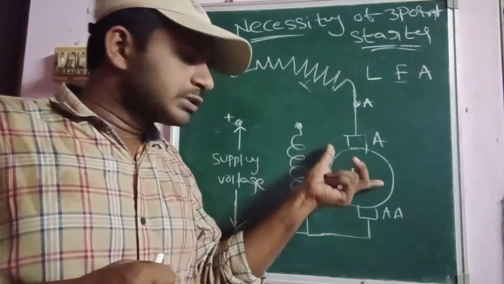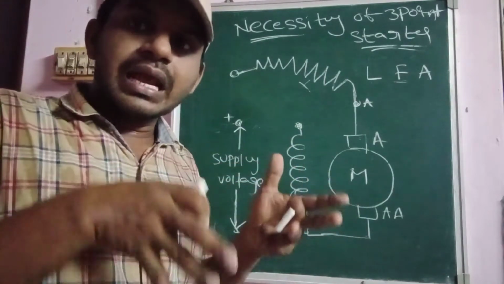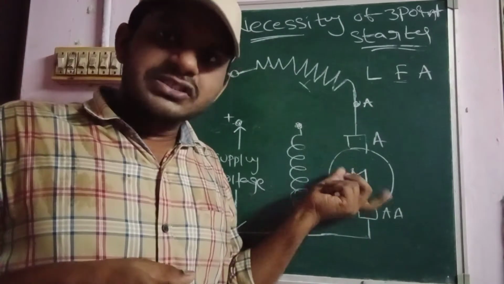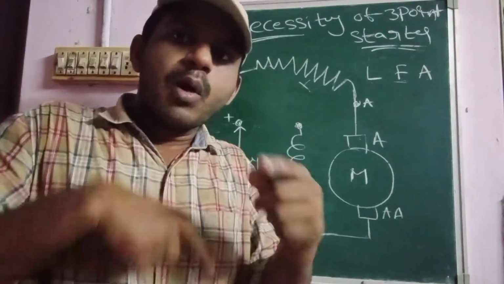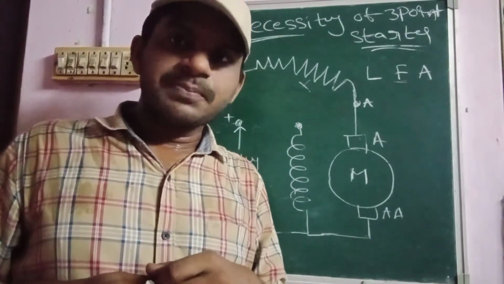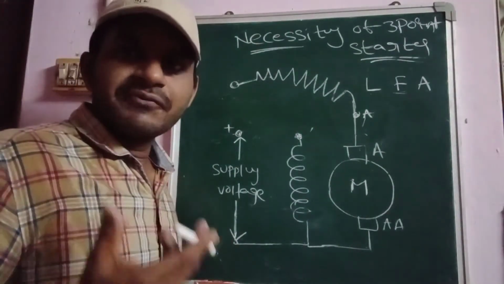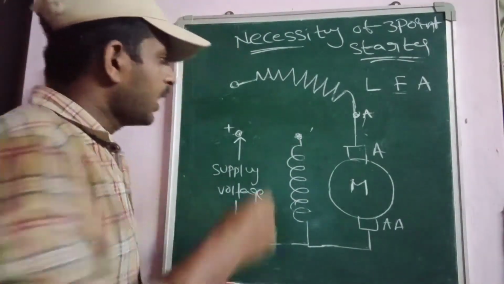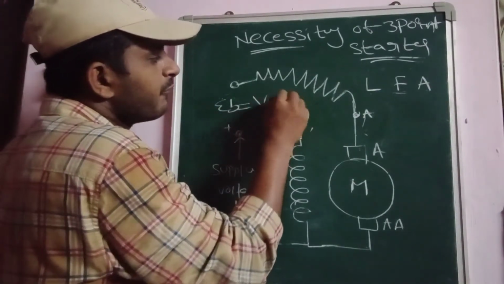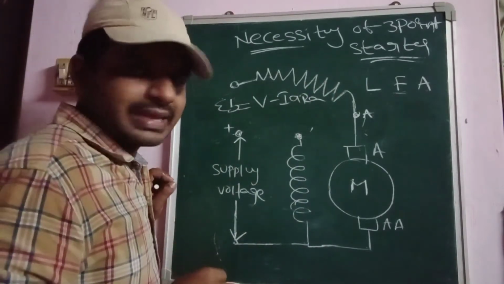Whenever the input supply is given to the DC shunt motor, a high rush current suddenly flows through the armature of the motor. Then the motor suddenly attains high speed. According to the back EMF formula for the DC shunt motor, EB is equal to V minus IA into RA.